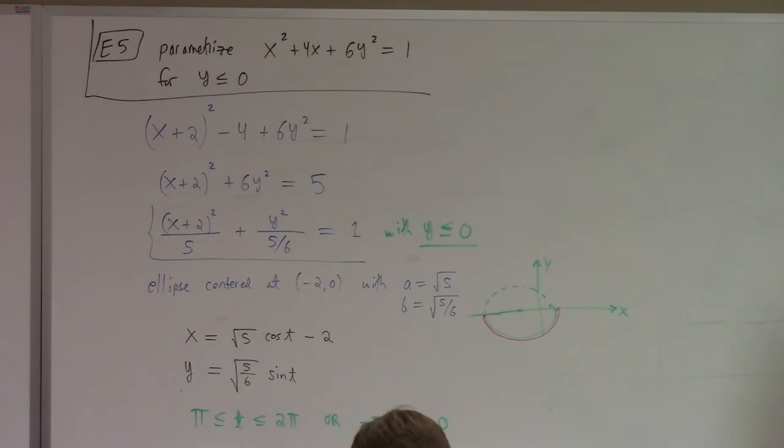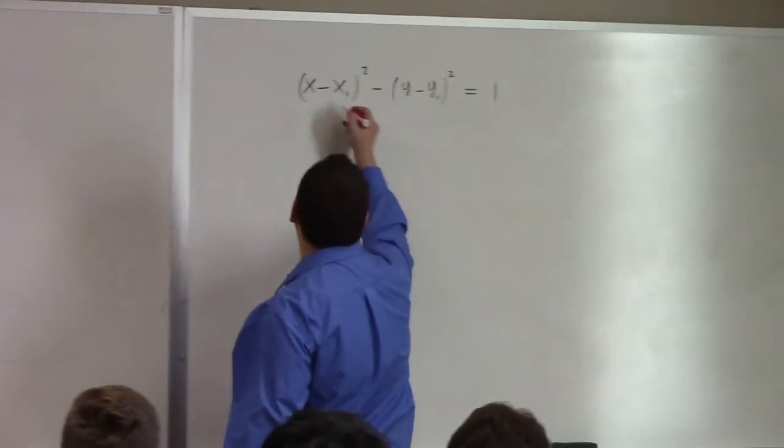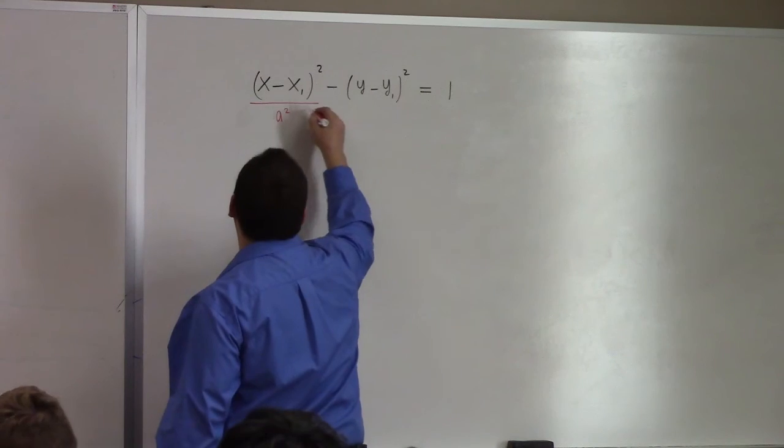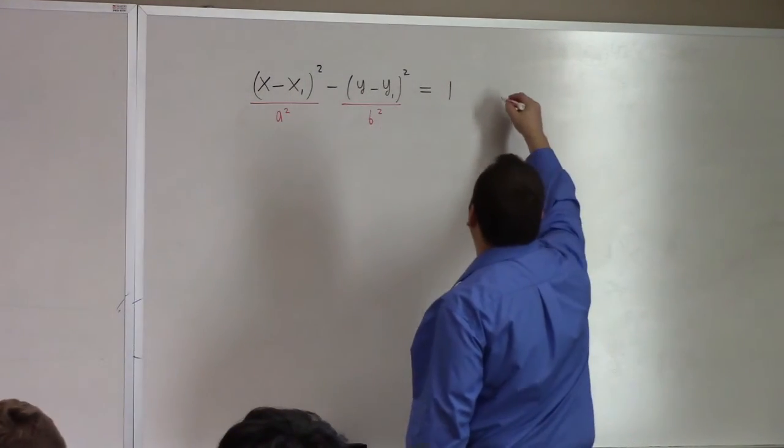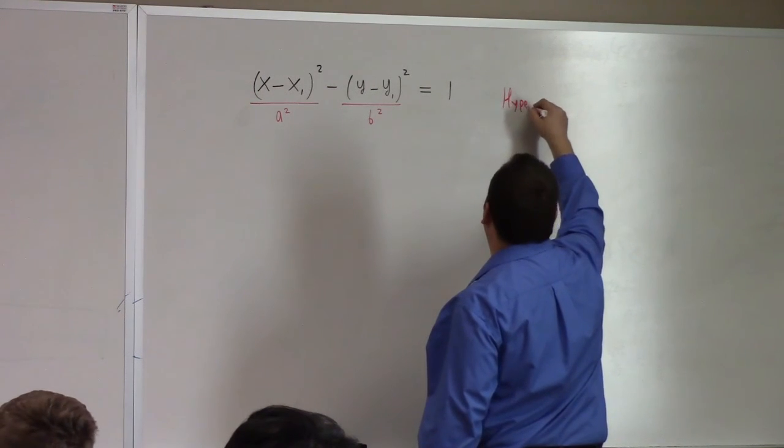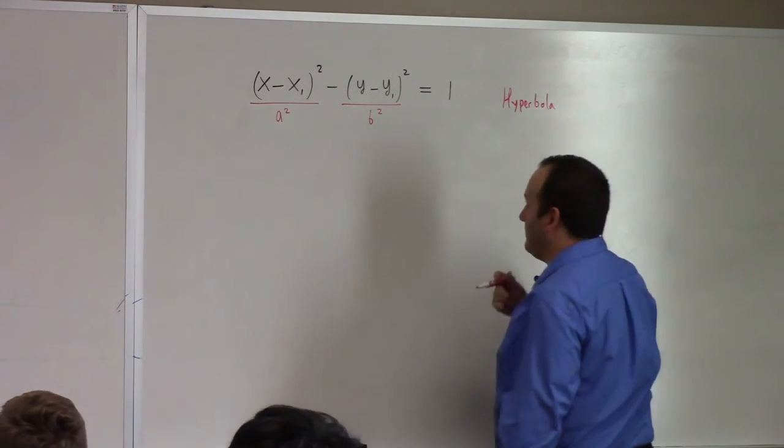So the other thing we might have is something like x minus x1 squared minus y minus y1 squared equals 1. And let me just go ahead and go straight to the ugly one. So over a squared over b squared. This would be a hyperbola.